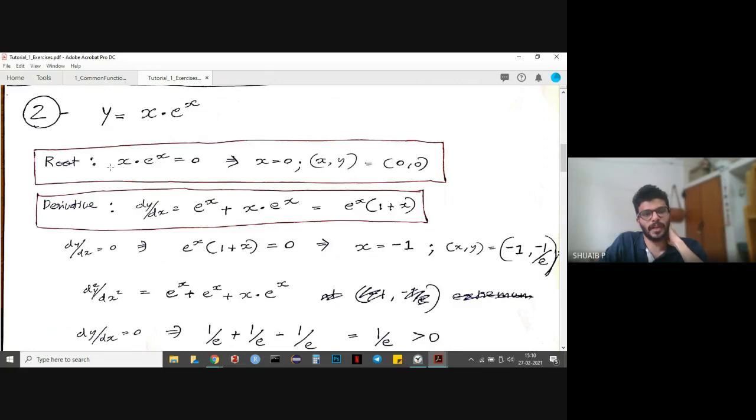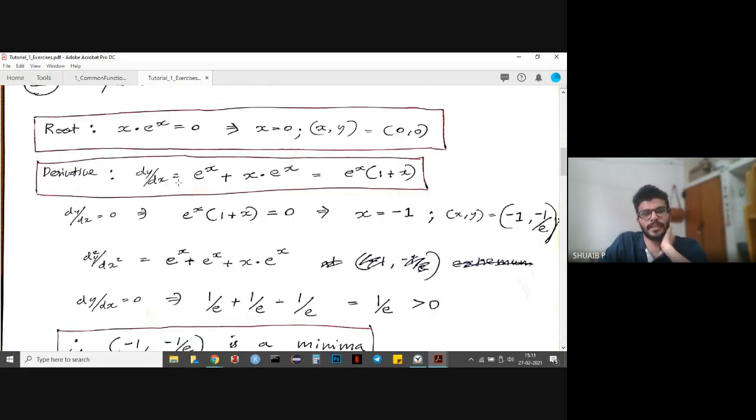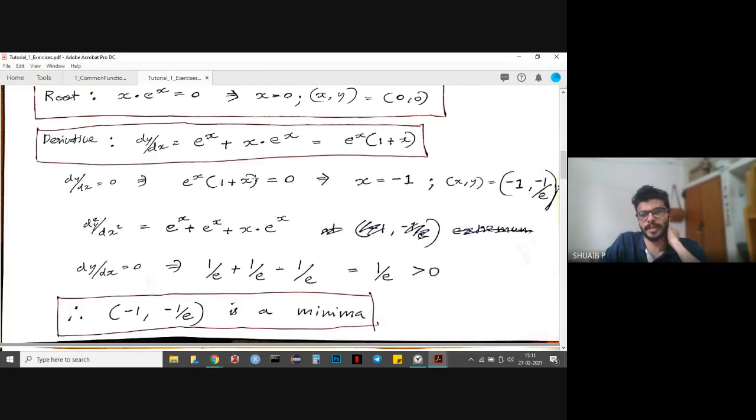And the only instance when this function can be 0 will be when x is equal to 0. So one of the roots will be (0, 0), and we can get the derivative, and it will be e raised to x into (1 plus x). And when we try to find the extrema, it will be x equal to -1.